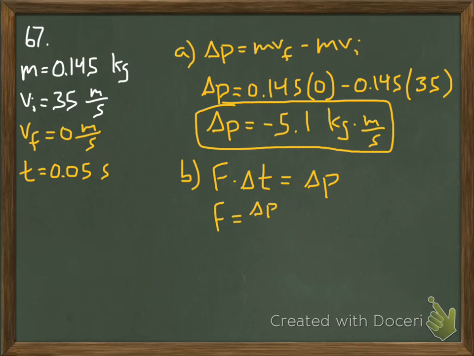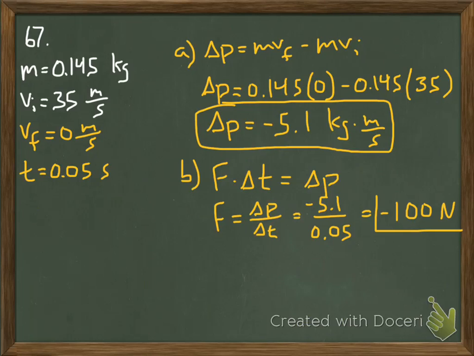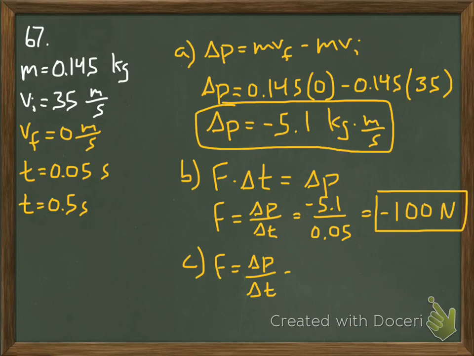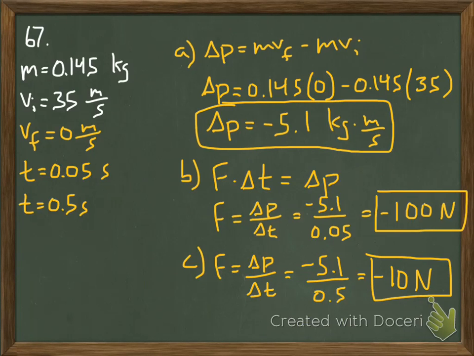For B, we're given the time, and the question is to find the average force. We can rearrange our impulse equation to solve for force and plug in our numbers and we can get our answer. Part C, they're giving us a different time and asking us to again find the force, so I'm going to use the same equation, this time with my different value of time. And there we have it.